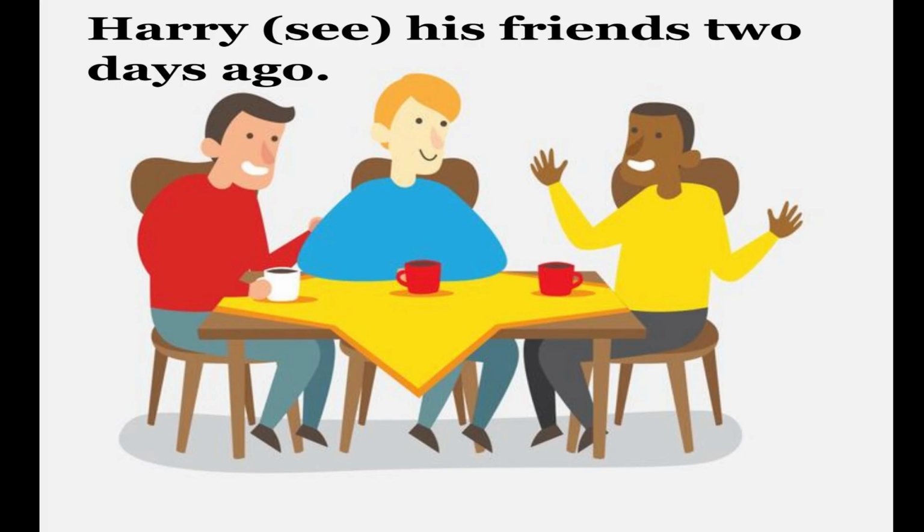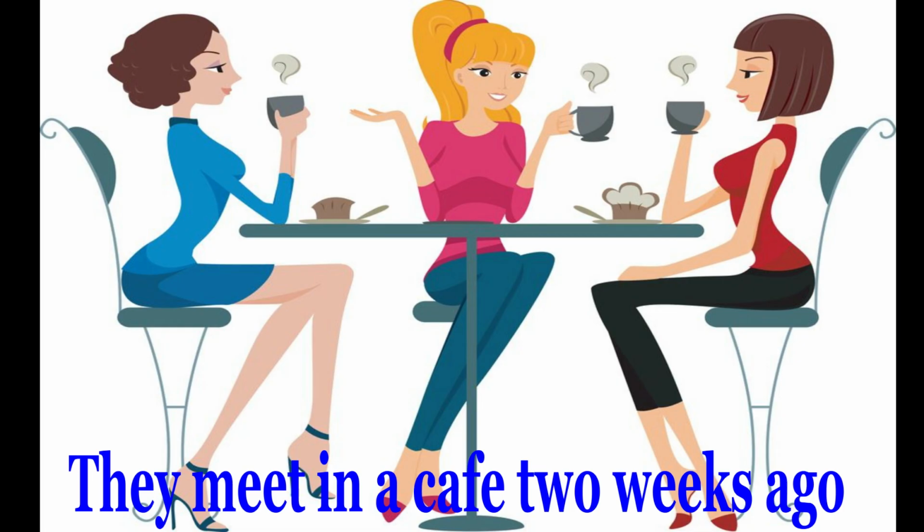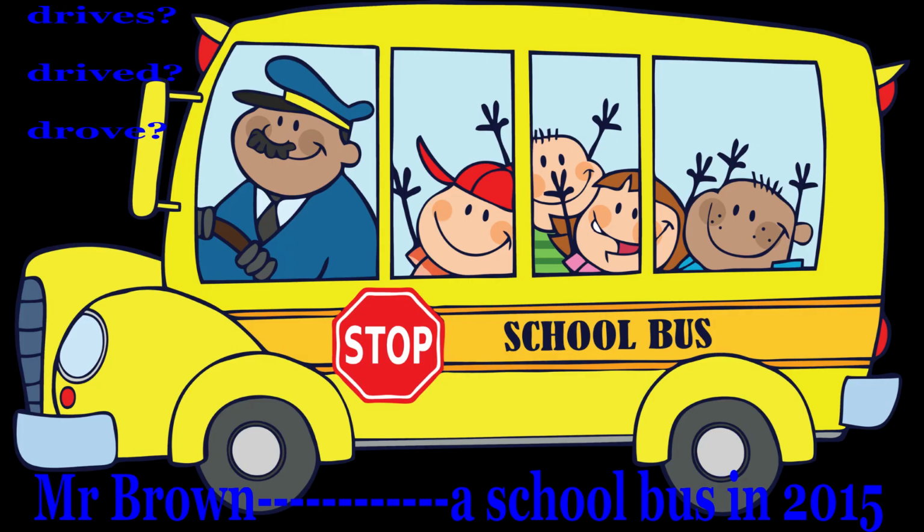Harry see his friends 2 days ago. See is irregular and it's on the list. The past is saw, so Harry saw his friends. The next is meet, irregular, it's on the list. Meet, met, so they met in a cafe 2 weeks ago. Make sure you pronounce it in the past, met, not meet in the present. What about this one? Mr. Brown drives, Mr. Brown drove. So Mr. Brown drove a bus last year.